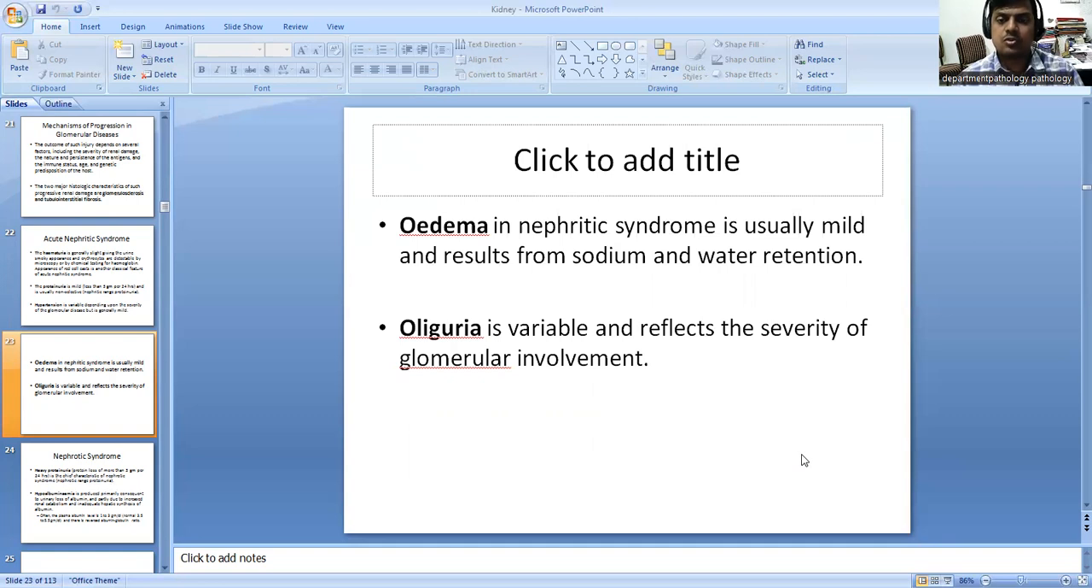Edema in nephritic syndrome is usually mild and results from sodium and water retention, which is one of the pathogenetic features. Oliguria is variable and reflects the severity of glomerular involvement.